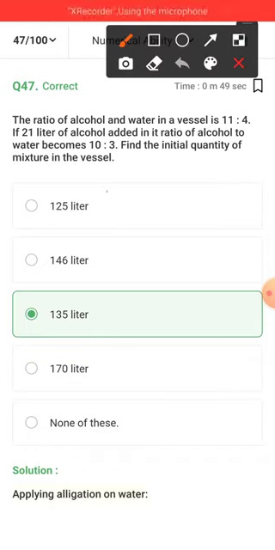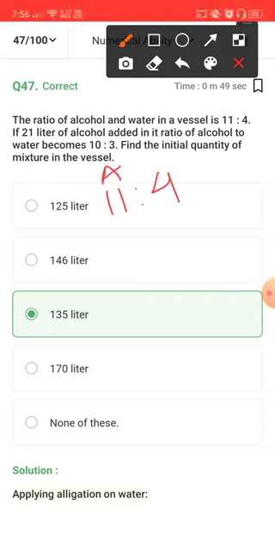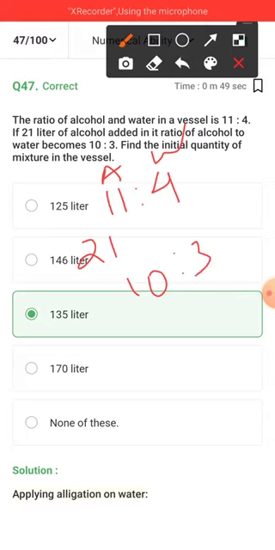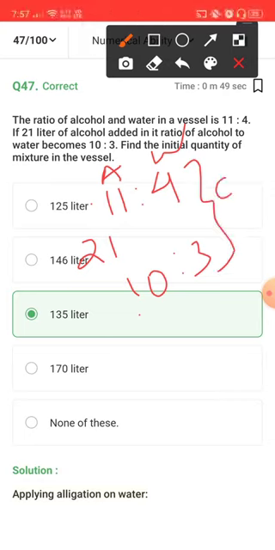11:4. So we write down 11:4. Then we add 21 liter of alcohol. So alcohol is already, we know alcohol, water, 11 part. 11 part is alcohol. When we add 21, it became 10:3. The only variation happens in the part of alcohol. So this value is constant. So we make it constant, we multiply these values with this value.